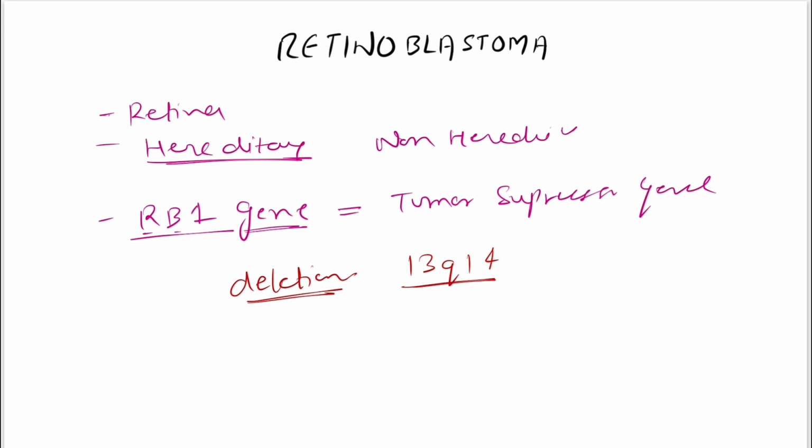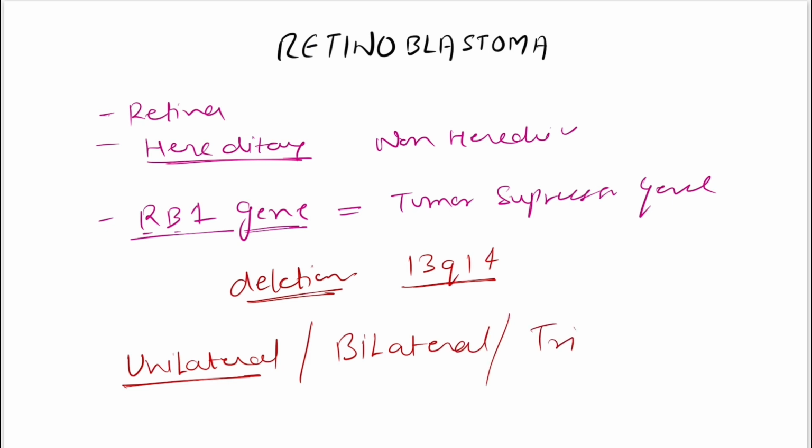Now, there could be three types of retinoblastoma. One is unilateral, in which there is just one-sided retinoblastoma in just one eye, in just one retina. Second is bilateral, of course. And the third one, very special, trilateral.